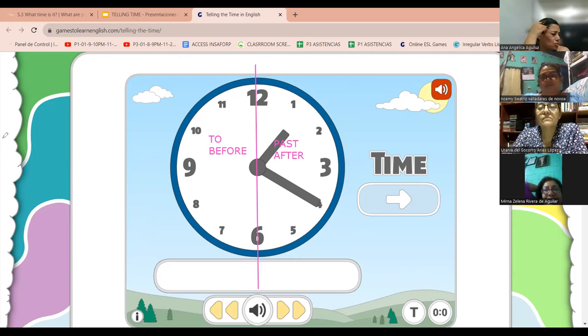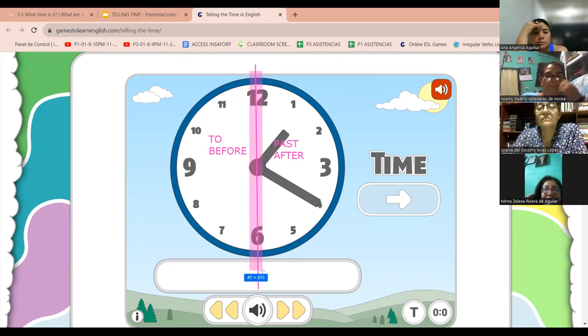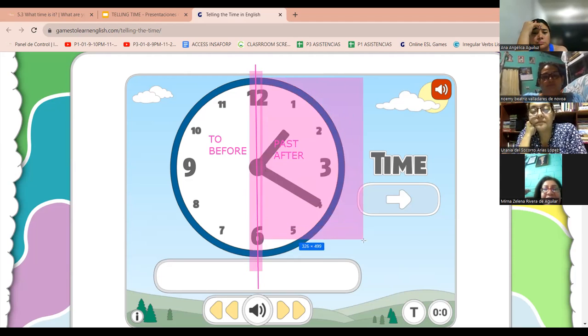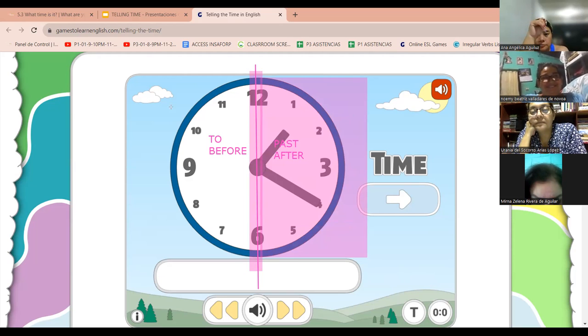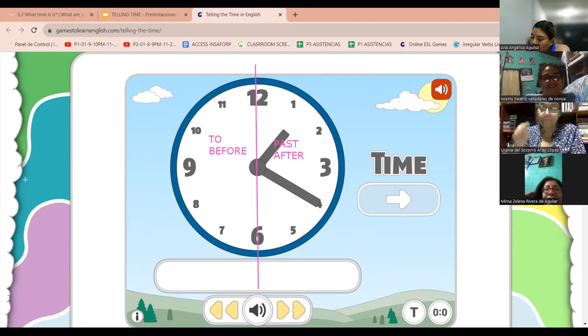Miren, 20, esto, visualícenlo como esa línea imaginaria, guys. Todo lo que haya en esta parte, todo lo que hay aquí es past o es after. Todos los numeritos, todos los minutos que tenemos de ese lado serían past o after. Y los del otro lado serían to or before, right? De esa manera. Now, let's see. Good job.